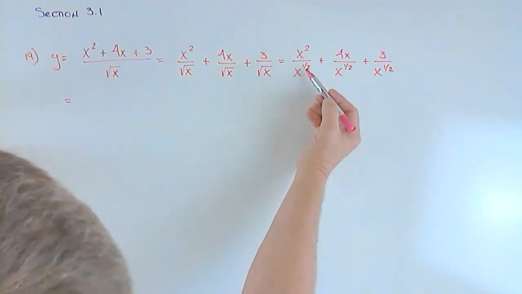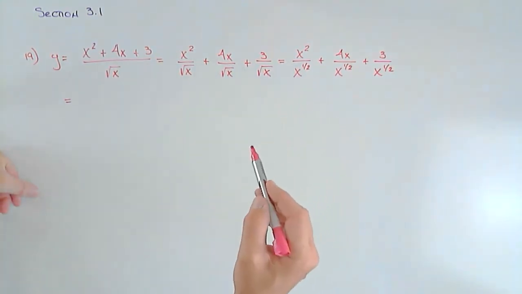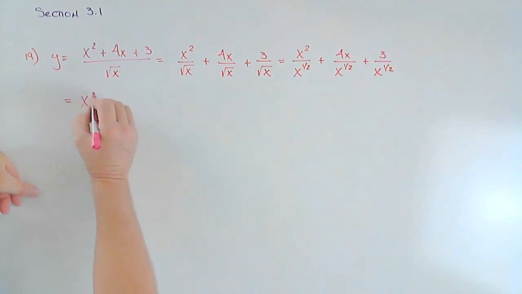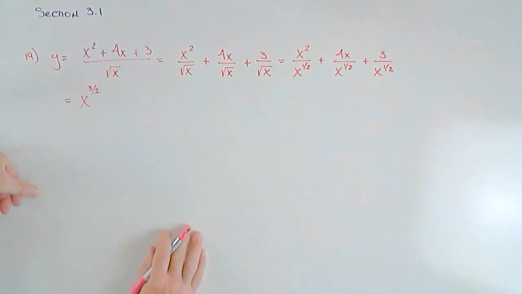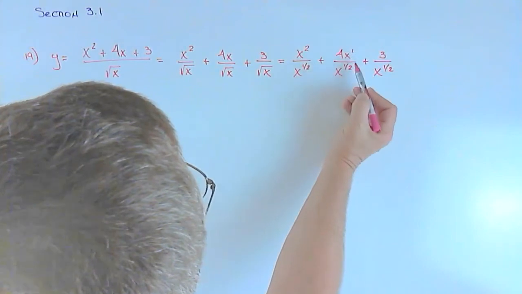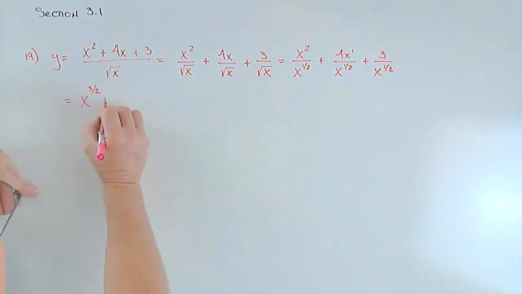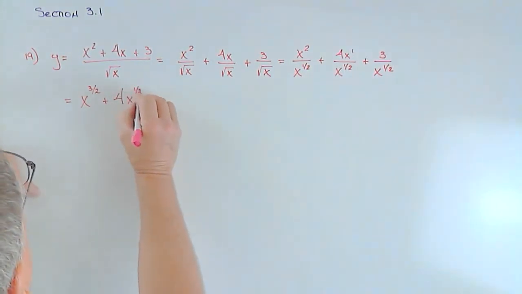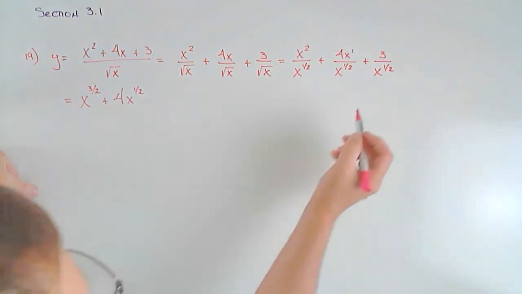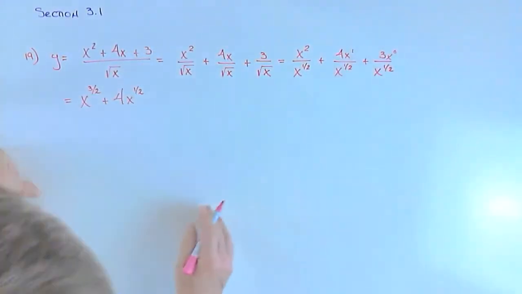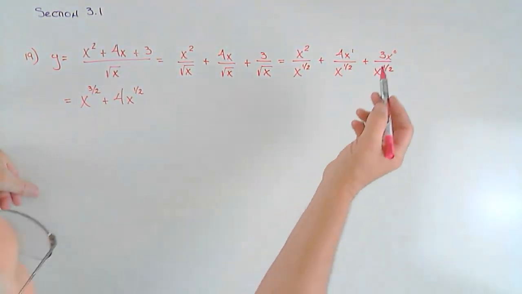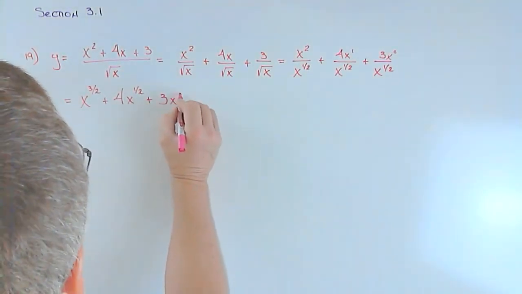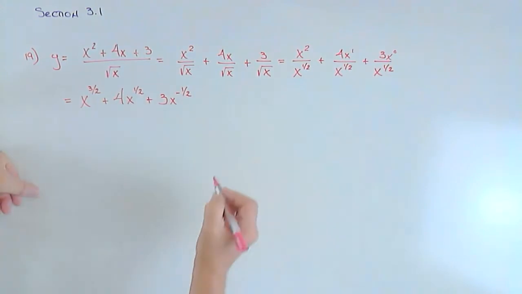Now, x squared divided by x to the 1/2. Remember, when you divide, you subtract exponents. 2 minus 1/2. That's going to be x to the 3/2. x to the first divided by x to the 1/2. We're going to subtract exponents. 1 minus 1/2. That's x to the 1/2. Here we have x to the 0. Technically, we don't write it, but it's there. So 0 minus 1/2. That's going to be plus 3x to the minus 1/2.